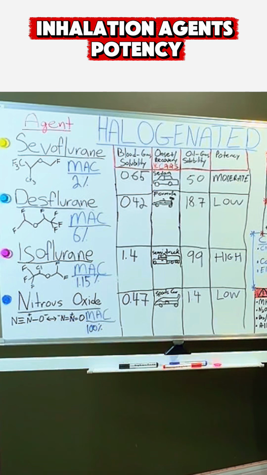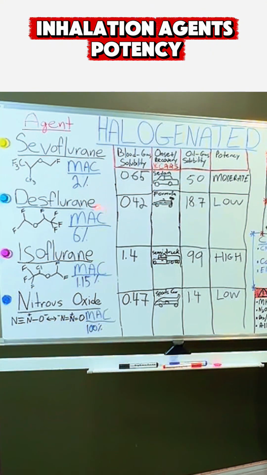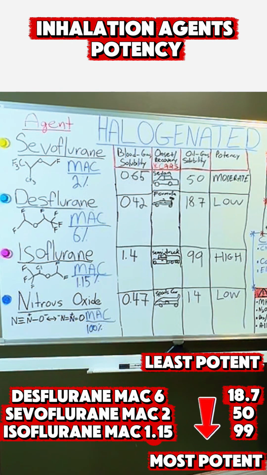So here's the relationship. Low MAC means high potency, and we can see here moderate. Here we have a MAC of 6%, and it is low potency. And then high MAC means low potency. So for example, isoflurane has a high oil gas solubility. It's 99, which makes it very potent. And this is also why its MAC is low. It is around 1.15.